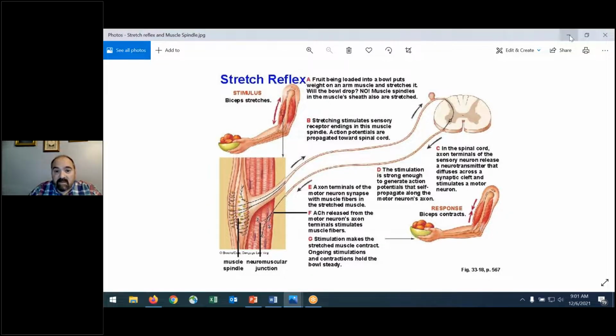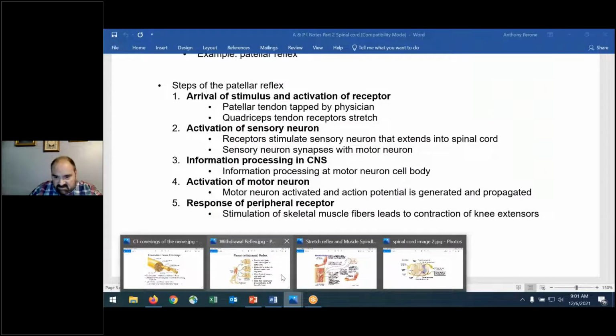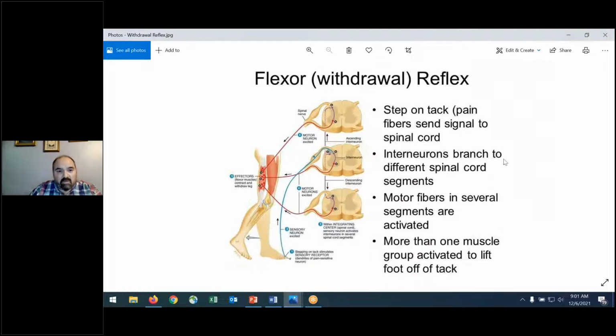Okay. Let's show you another image here. And so this is the withdrawal reflex. And so we talked about that withdrawal as far as for the hand, but how about for the foot? Say you step on a tack, right? So this is simple. So you'll see here, step on a tack, the pain fibers send signal to the spinal cord. So there's sensory input going to, so you'll see here as far as sensory input. So sensory receptor, sensory neuron, passing through the dorsal root ganglion to the dorsal root of the spinal nerve, right?